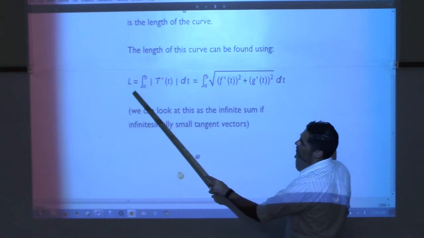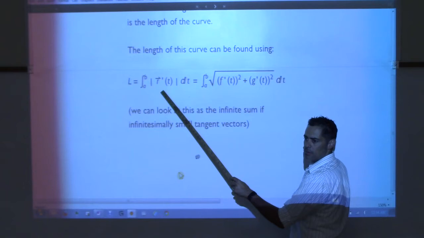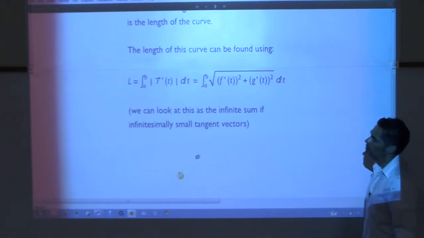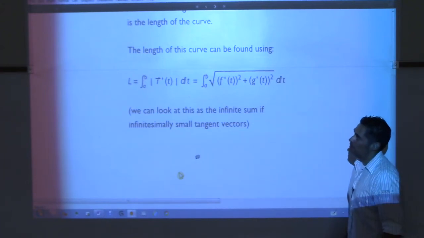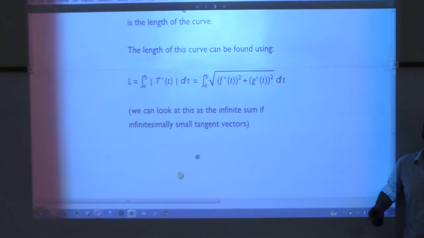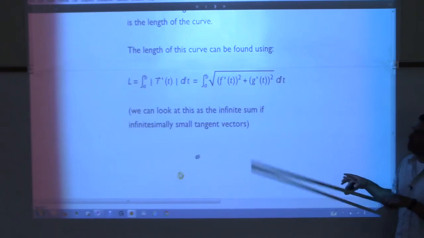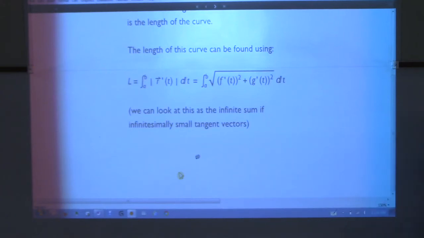The length of the curve is the integral from a to b of the magnitude of the derivative of the vector function. Now, what is the magnitude of the derivative of the vector function? Well, the derivative of the vector function is f prime, g prime, because it was two components. So the magnitude, you take them, square them, and then take the square root. So this is just the same thing as this, just written out for you. And I say we can look at this as the infinite sum of infinitesimally small tangent vectors.